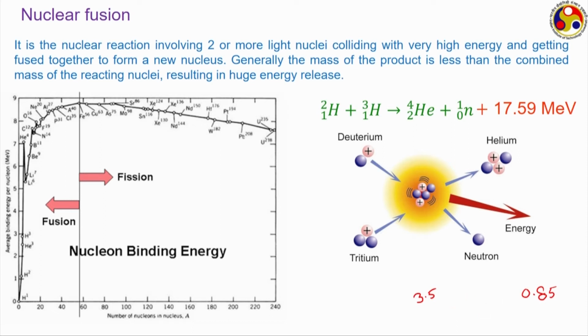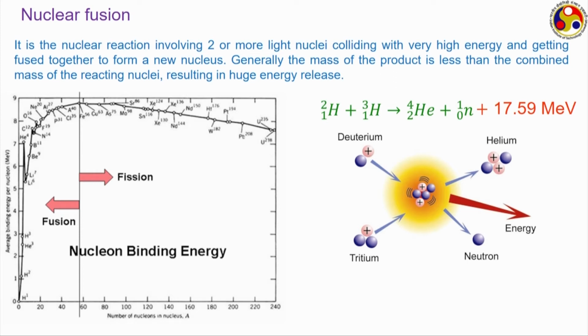For every nucleon involved in the reaction, while we are getting only about 0.85 MeV of energy in case of a conventional fission reaction, a very common fusion reaction is giving you a number something like 3.5. So, at least about 4 times or maybe more than 4 times, and that is the biggest advantage that we have with fusion reaction.